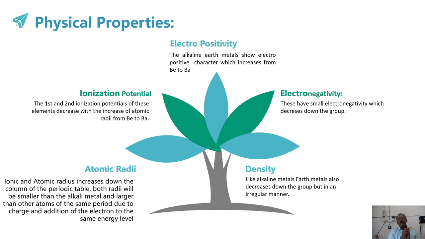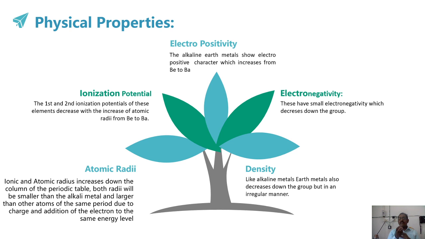Then electropositivity. The alkaline earth metals show electropositive character, which increases from beryllium to barium. So they are highly electropositive, and these are metals. You can easily take the last electron out of them.